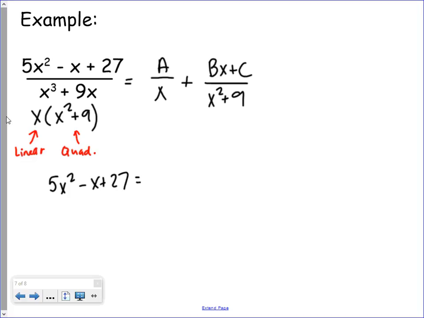When I multiply the right side by the least common denominator, x times x squared plus 9, this first fraction is only going to cancel out the x. So I'm going to have a times x squared plus 9. And then the second fraction, when I multiply by x times x squared plus 9, I'm going to be able to cancel out the x squared plus 9s. So I'm going to have plus bx plus c times x. Okay. Now, if you actually need to see that, then you write the LCD right next to all the fractions and you cancel things. So you decide where you are at, and you go with whatever works for you.